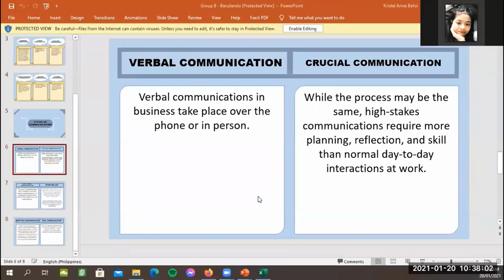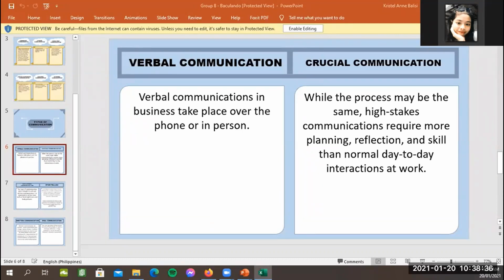Verbal communication. Verbal communication in business takes place over the phone or in person. Dito po sa verbal communication, kunwari po nagko-communicate po sila sa phone kapag may kailangan po, or in person kapag sa proposal po ng business nila, sa employees tsaka sa higher level of organization.